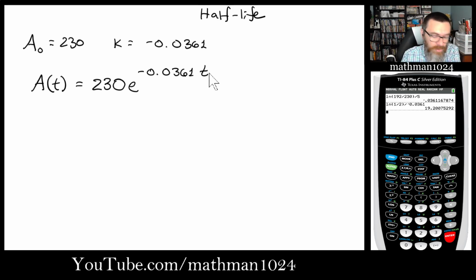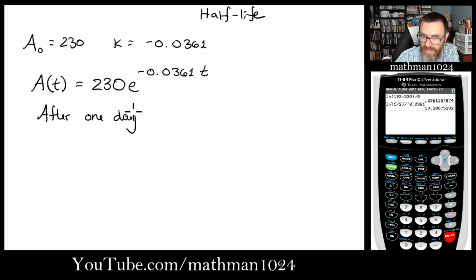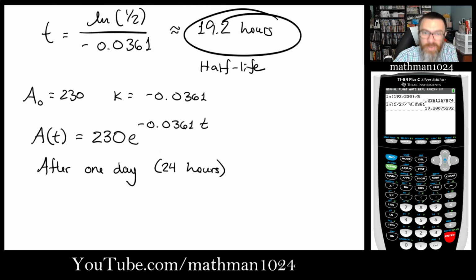The question is, how much remains after 1 day? Pay attention: 1 day is 24 hours. So we have to make that conversion because our t here is being measured in hours, not days. We found the half-life to be 19.2, and that was hours, not days. So 24 hours is a little bit more than one half-life. One half-life would turn the 230 into 115, so I would imagine this is less than 100. But let's go to the calculator and let it do the dirty work.